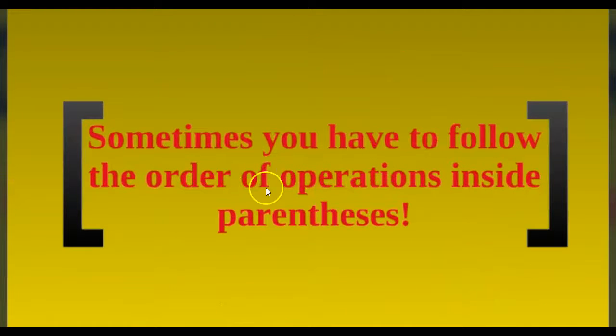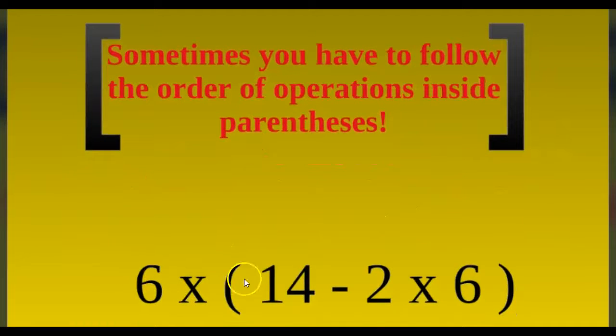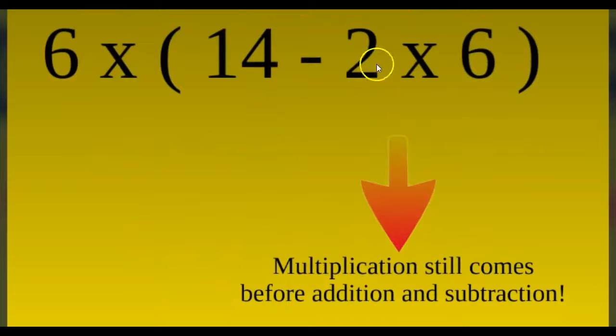And sometimes you have to follow the order of operations inside parentheses. So if I have 6 times whatever this is, 14 minus 2 times 6, I need to do multiplication here first, right? There's order of operations in here. So I do these first, 2 times 6, which I would get 12. So 14 minus 12 equals 2.